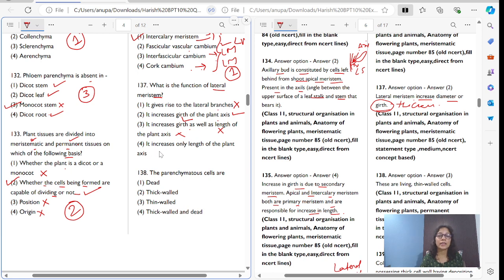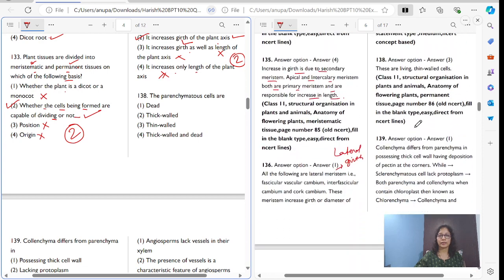And the fourth option is it increases only length of the plant axis. This is also wrong. So the correct answer for this question will be option number 2. It increases girth of the plant axis. Now let's move to the next question, that is question number 138.